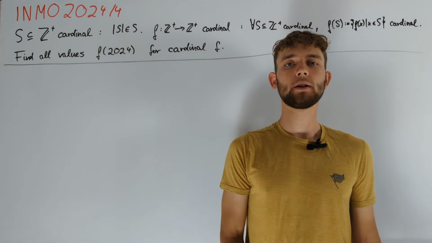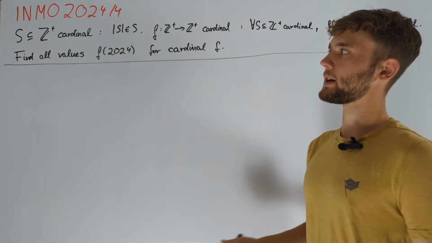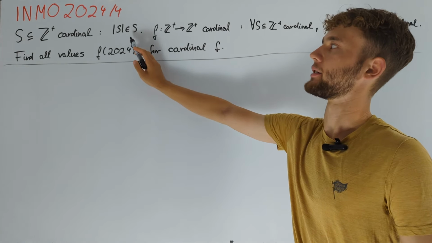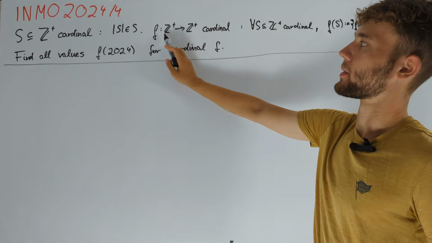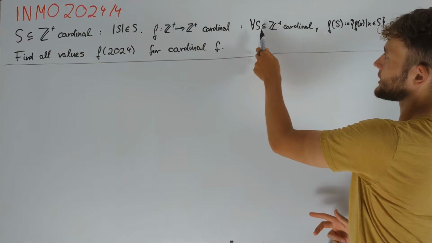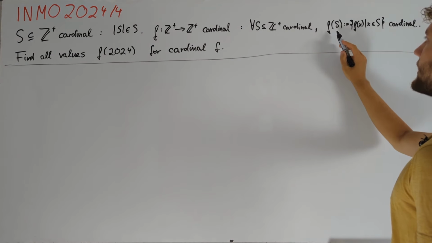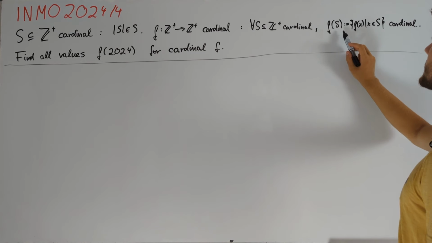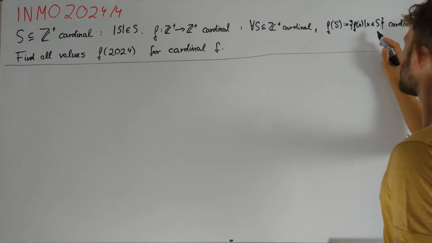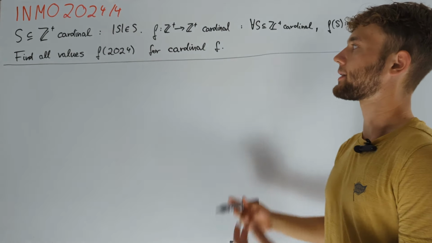Hey guys, in this video I'm going to discuss problem 4 from this year's India National Math Olympiad. We say that a set of positive integers is cardinal if it contains its cardinality. Moreover, we call a function from the positive integers to the positive integers cardinal if any cardinal set S is mapped to a cardinal set f(S) under f. Here, f(S) denotes the set containing all values f(x) for x elements of S. We are asked to find the possible values f(2024) for a cardinal function f.